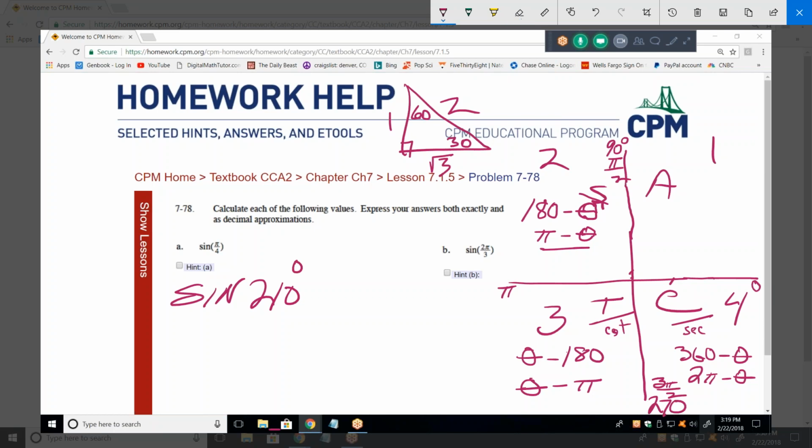Quadrant 3. Okay. Second step, what is the equivalent first quadrant angle using that formula right there? Would it be 60? Okay, what's theta? Theta is this angle right there. So what's 210 minus 180? 30. So that's the equivalent angle that we're looking at.